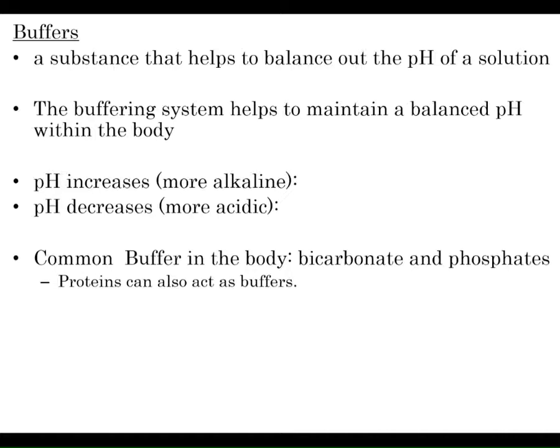So I've already mentioned buffers, right? Buffers are things that are going to help maintain the pH, stop it from changing. And so again, in your blood, you have, for example, some buffers that are going to help maintain the pH. Where do those buffers maintain your blood pH? 7.4, right? That's what your body is designed to keep that blood pH at, 7.4. So you have buffers that help make that happen.